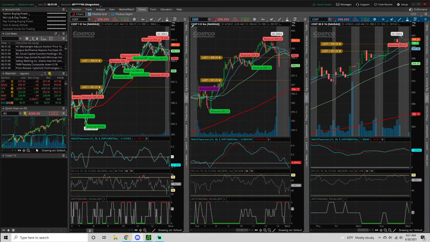I'll just be using various different examples that we have, like Costco. We'll use JP Morgan. And basically just go over, again, what it takes to take a trade.